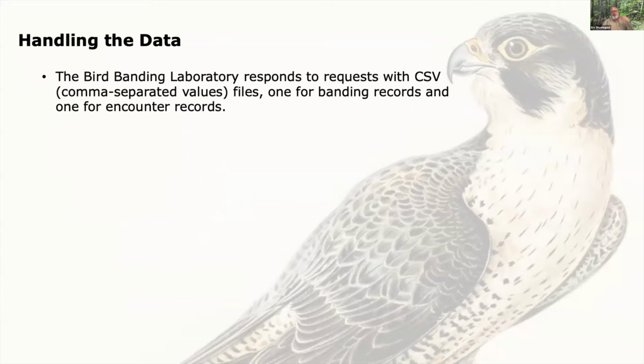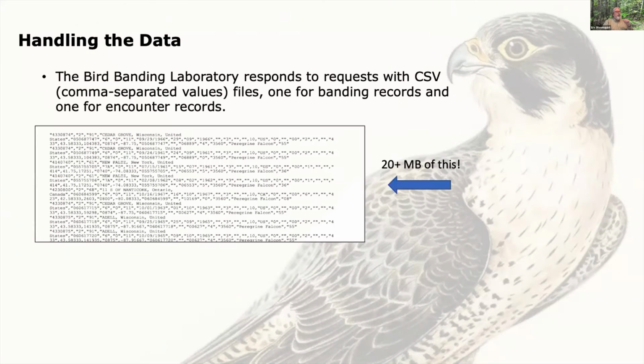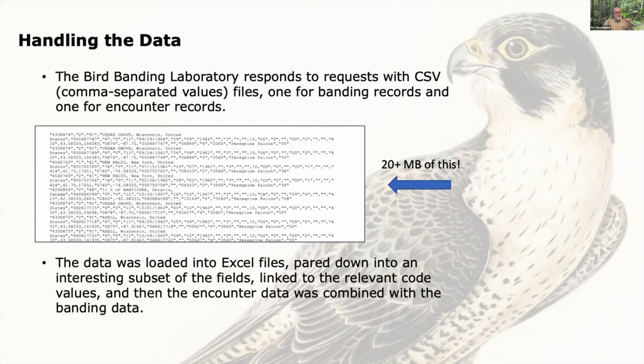So the Bird Banding Laboratory response request sends you comma-separated value files, which can be quite large. Separate files for banding records and for encounter records. This is what the files look like. For the Peregrine Falcons, the two files I got back totaled over 20 megabytes of data. Luckily, I'm used to looking at data this way and figuring out how to put it in useful form.